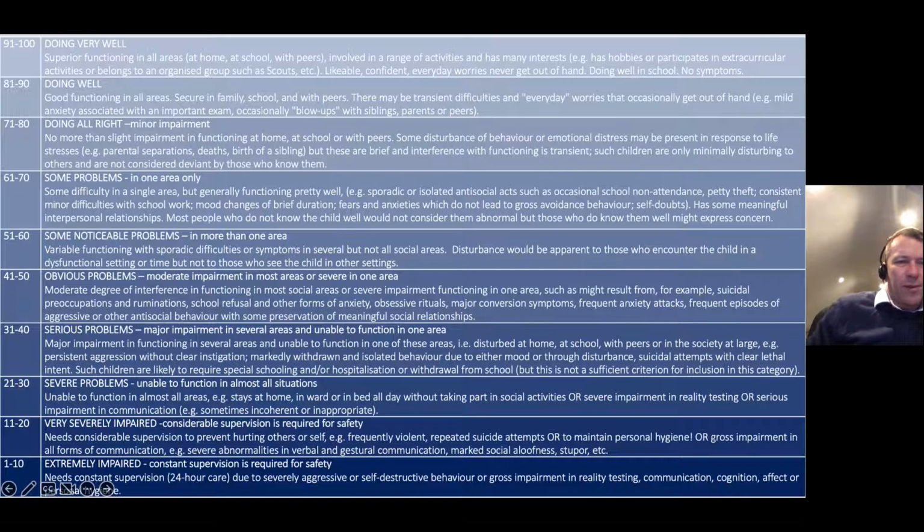Just before I tell you what I think, what do you think? What are your thoughts about this? Let's look at this description here. Obvious problems, moderate impairment in most areas or severe in one area. A moderate degree of interference in functioning in most social areas or severe impairment in functioning in one area, such as might result from, for example, suicidal preoccupations and ruminations, school refusal and other forms of anxiety, obsessive rituals, major conversion symptoms, frequent anxiety attacks, frequent episodes of aggressive or other antisocial behavior, with some preservation of meaningful social relationships.